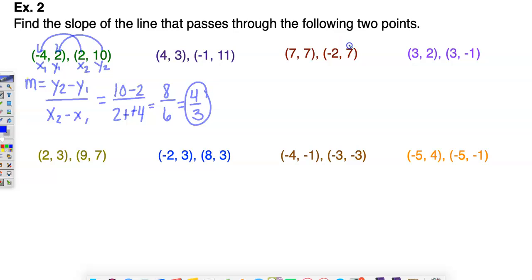Let's go ahead and do this one right here. So change in y is 7 minus 7. Our change in x is negative 2 minus 7. So we end up with 0 on the top, negative 9 on the bottom. Anytime you have 0 on the top, that's a 0 slope.